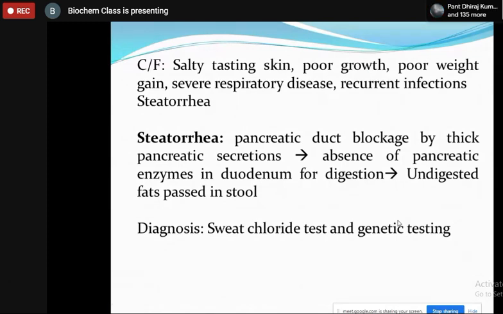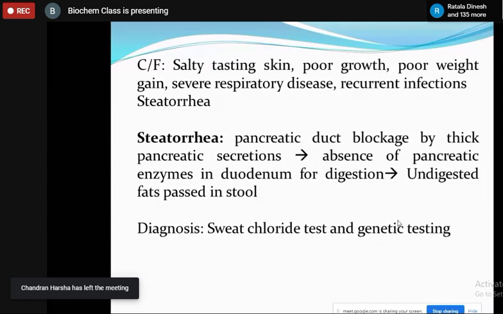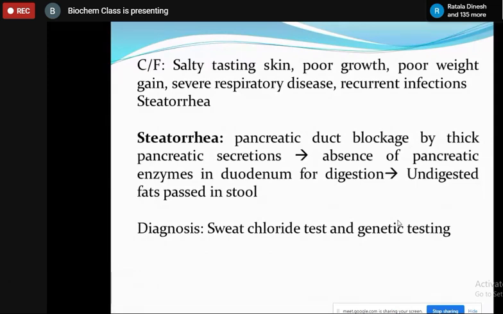I hope you remember the names of the protein digesting enzymes: chymotrypsin, trypsin. These all are also present in the pancreatic secretion. So when the pancreatic duct is getting blocked, even the protein digesting enzymes are not able to reach the duodenum. So in cystic fibrosis, there is both a defect in the digestion of dietary proteins and a defect in the digestion of dietary fat. When the fat is not properly digested, it does not get absorbed and is then passed in the stool, which is the cause for steatorrhea in cystic fibrosis.